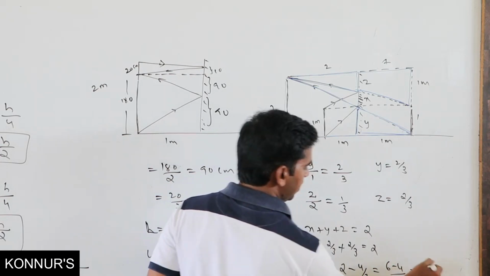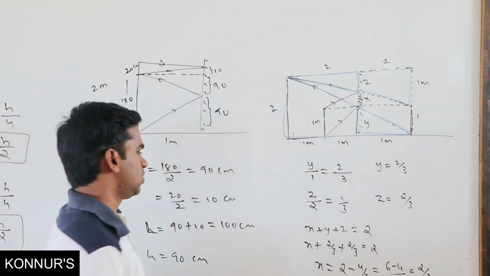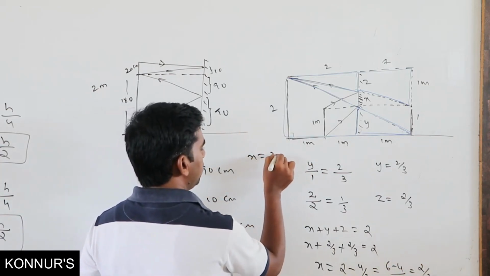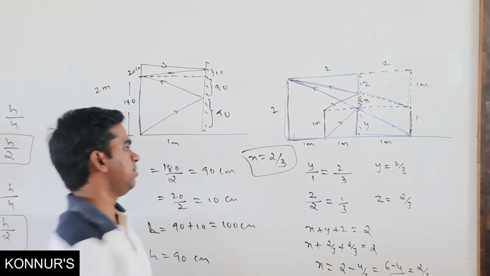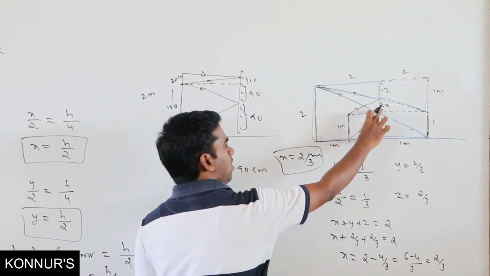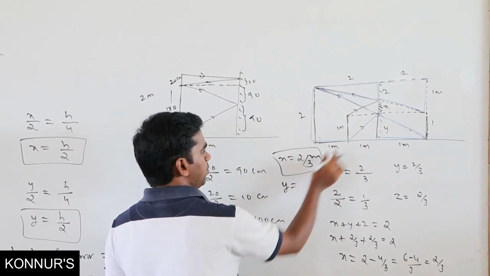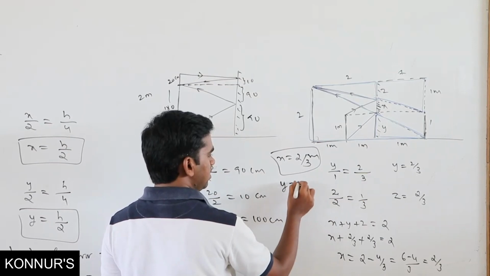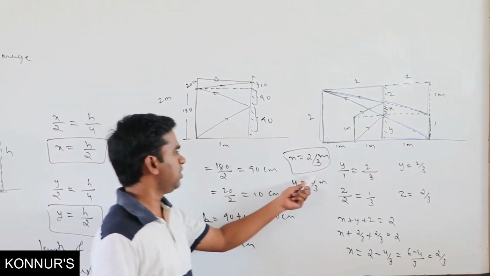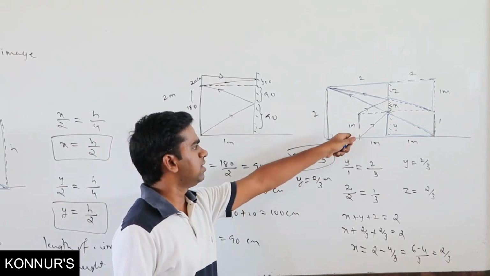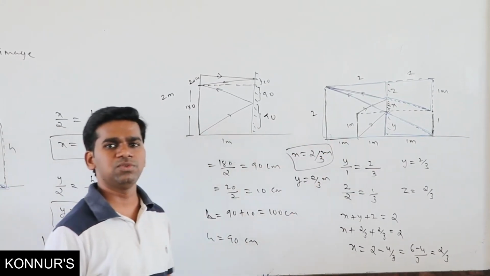Again it is going to be 2 by 3. So your x is going to be 2 by 3. So the length of mirror required is 2 by 3 meter. At what height do you have to fix it? You have to fix it at a height y. What is y? y is also 2 by 3 meter. So this is how we can calculate the length of the mirror or the height above which we have to fix the mirror.